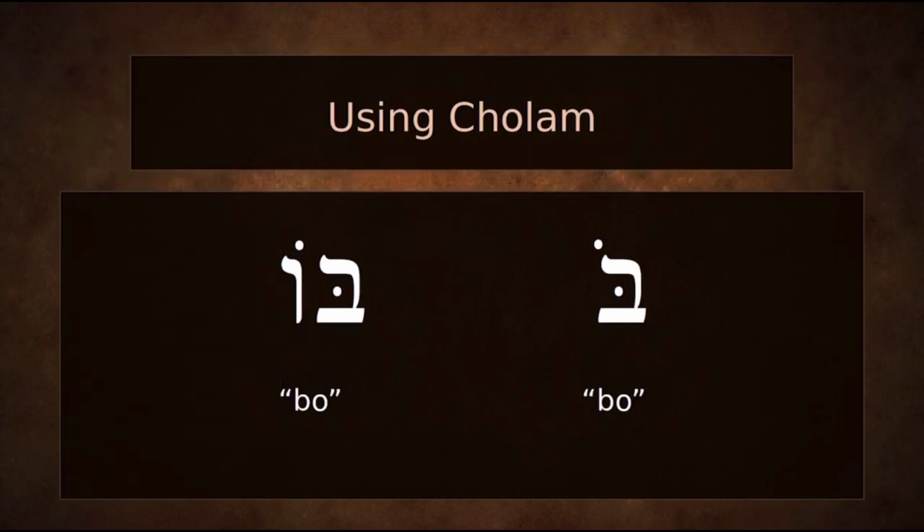Here you can see both forms of the cholam in use. On the right, there is a beit followed by a cholam, and this would be pronounced bo. On the left, you can see a beit followed by a full cholam, so a vav with a cholam dot over the top, and this would also be pronounced bo. That vav, when it's combined with a cholam, does not make the V sound. It's just considered part of the cholam vowel.